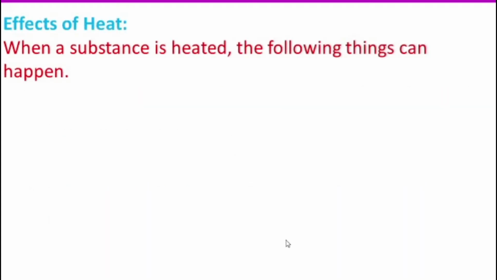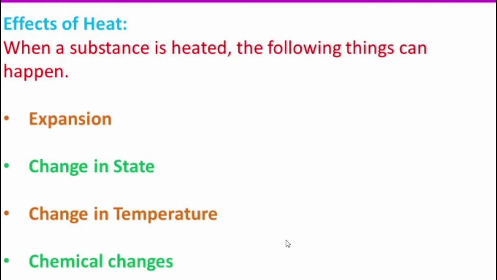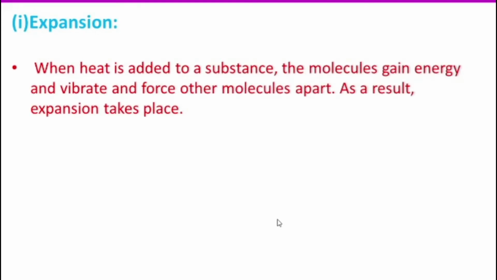Effects of heat. When a substance is heated, the following things can happen: expansion, change in state, change in temperature, and chemical changes. So first we will discuss expansion. When heat is added to a substance, the molecules gain energy, vibrate, and force other molecules apart. As a result, expansion takes place.